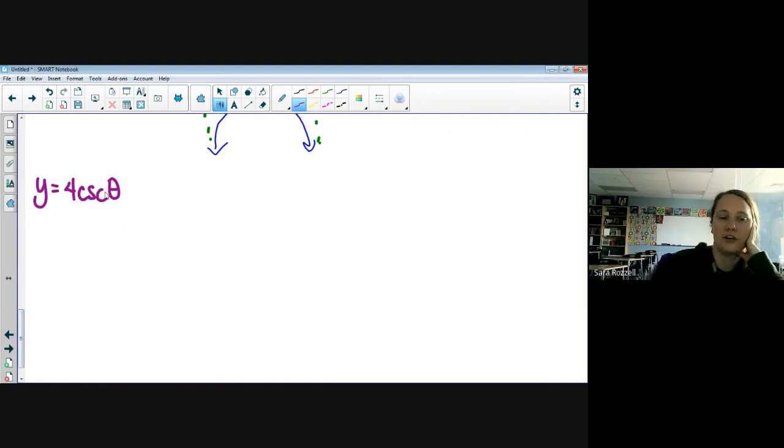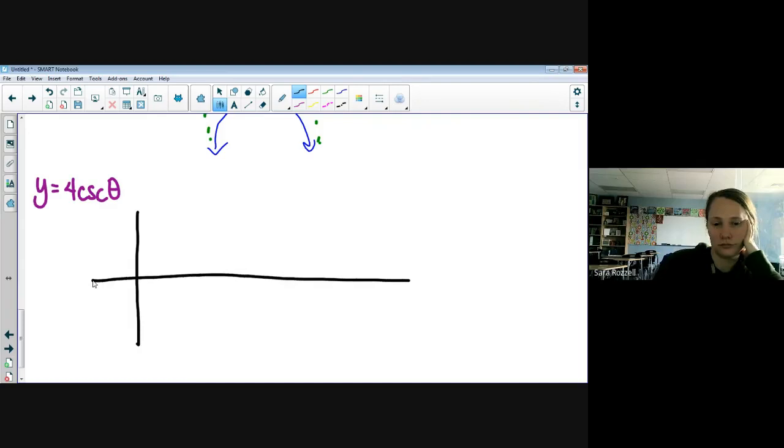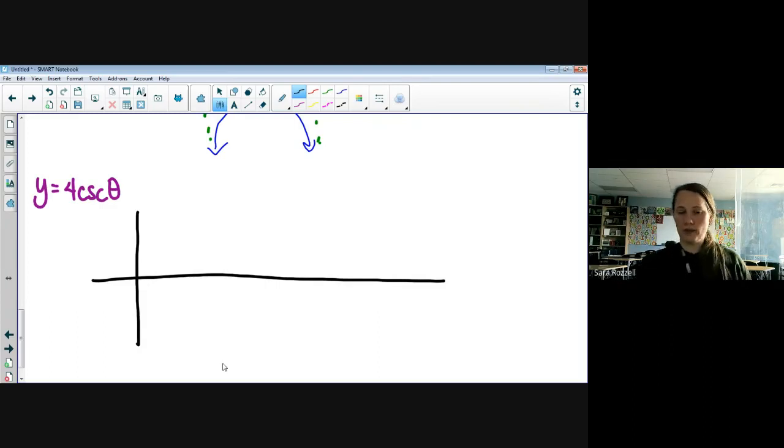So we're going to graph 4 cosecant theta. I'm just going to show you how you can quickly graph it just by using the sine. All I'm going to do, just like I did with that secant graph, is draw 4 sine theta and then flip it. So we're all going to draw 4 sine theta and then flip.